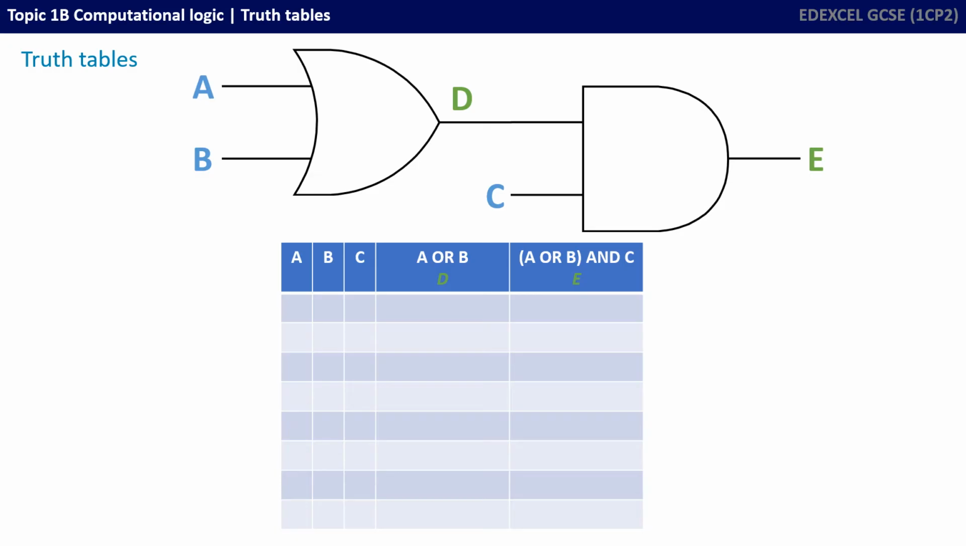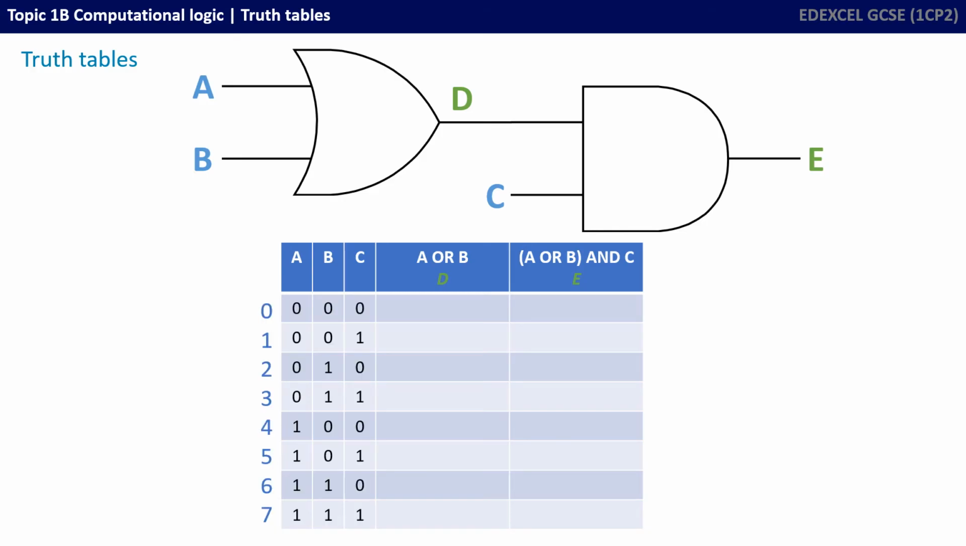The first thing to note is we have three inputs now, A, B and C. So I've got three columns there. But I've got two outputs. I've got the output from the OR gate, which is A or B, and we're going to call that D in green. And then we've got the output from the final AND gate, which is the result of A or B and the new input from C. So effectively here I've got 5 columns.